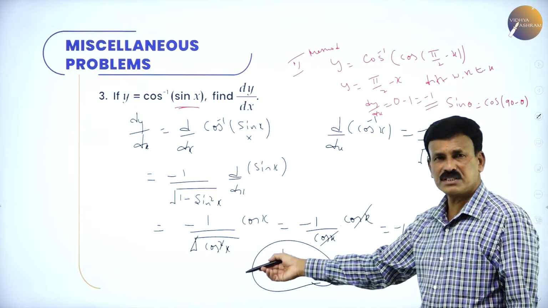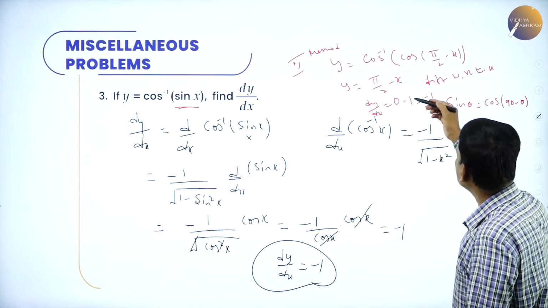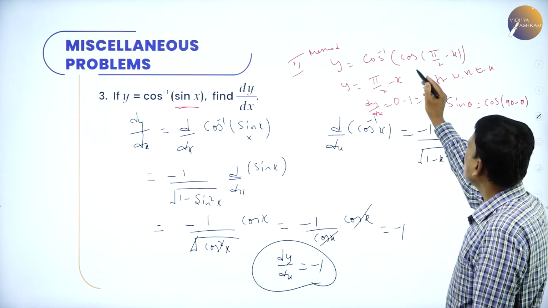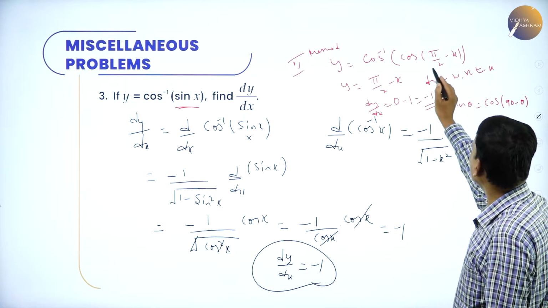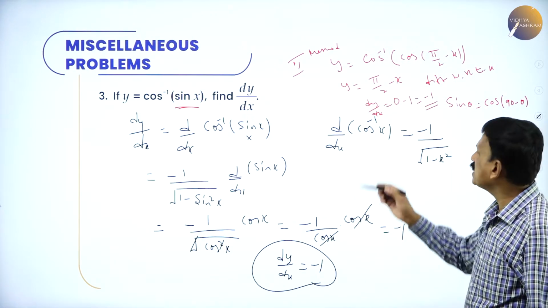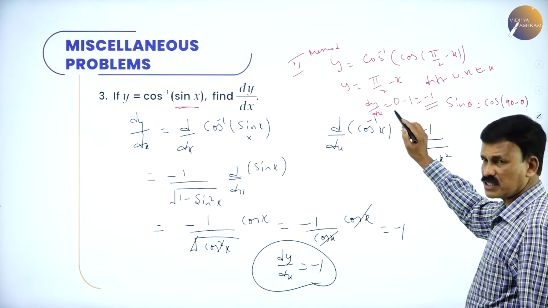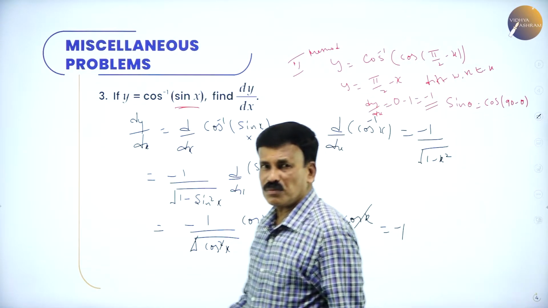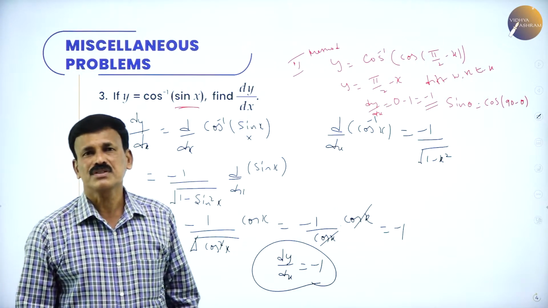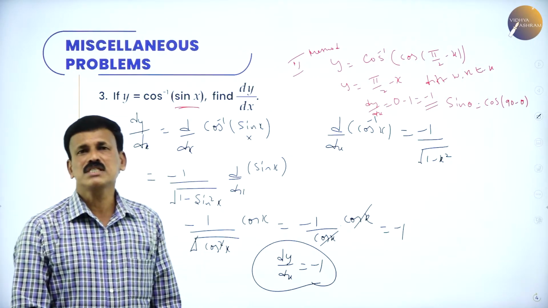Any method you can use to solve this problem. One is direct straight differentiation. Another one is converting sin to cos. sin theta is equal to cos of 90 minus theta. So cos inverse of cos of pi by 2 minus x is pi by 2 minus x. Differentiate this. Derivative of a constant is 0. Derivative of x is 1. So the answer is 0 minus 1, which is minus 1, the simplified answer.